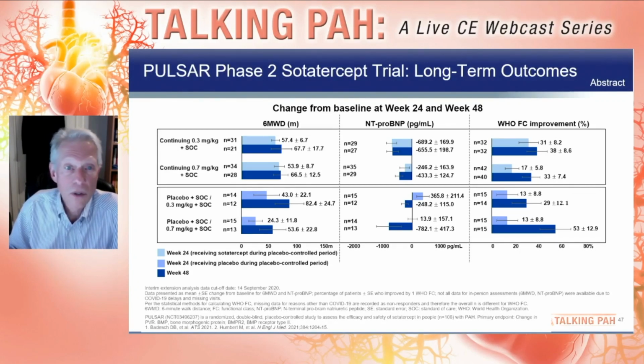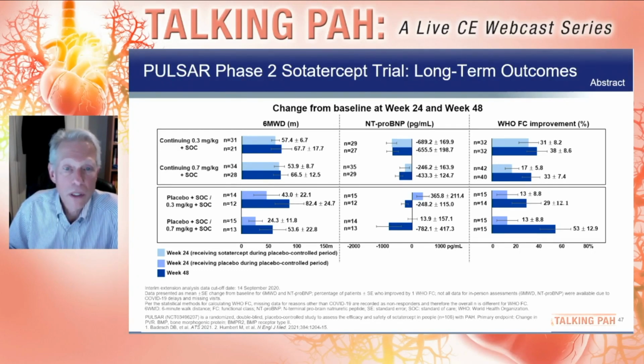And what you're seeing here are the secondary outcomes, including the 6-minute walk distance, where we saw a significant improvement in 6-minute walk distance compared to their baseline walk at week 24, and then a further improvement at week 48. We also saw significant reductions in NT-proBNP, and significant improvements in WHO functional class.